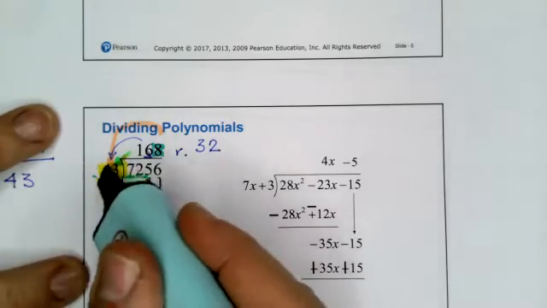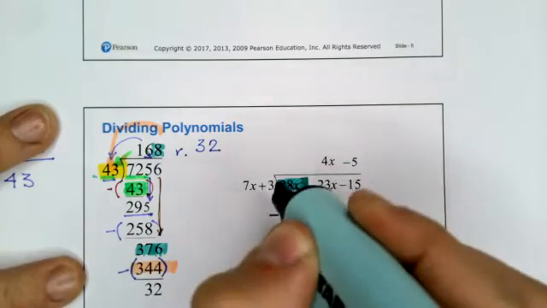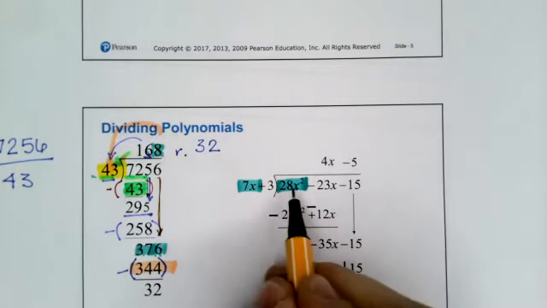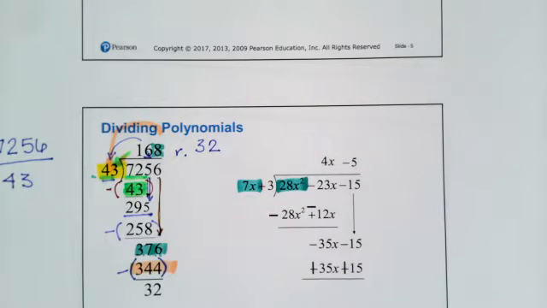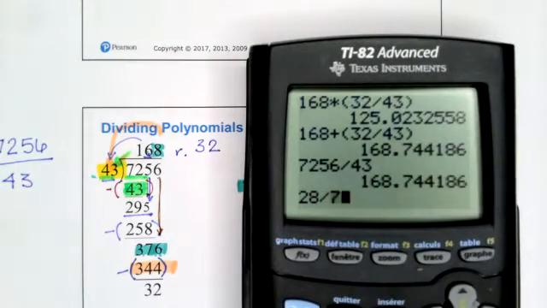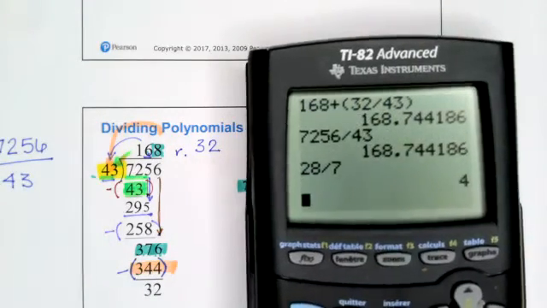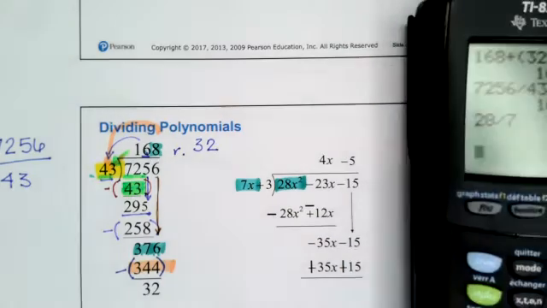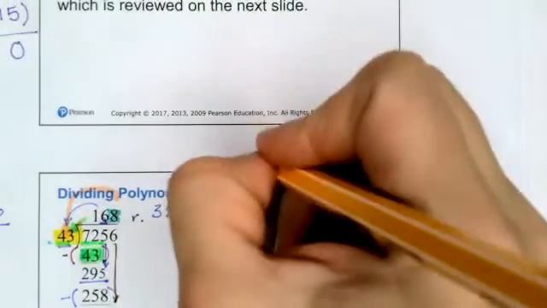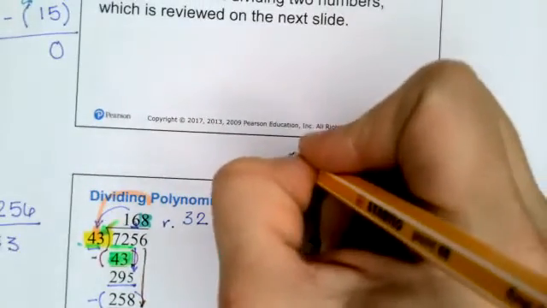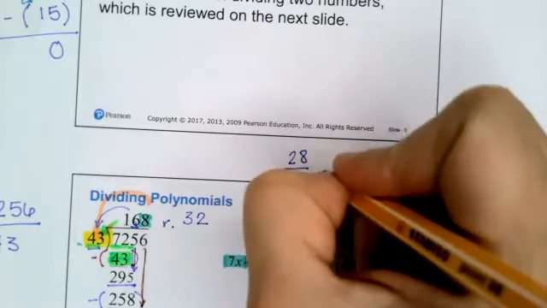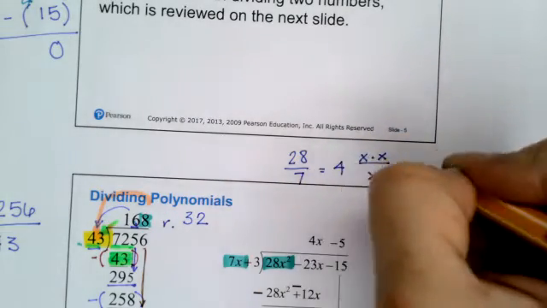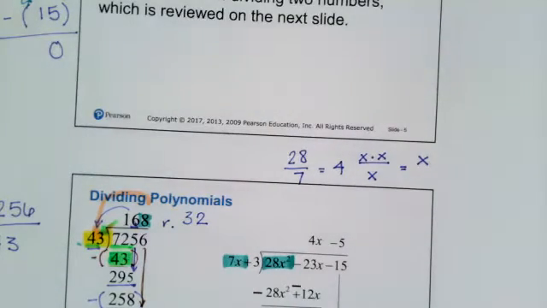So just like we were looking at 72 and 43, now we're going to look at 28x squared and 7x, okay? Just look at your first term. 28 and 7, you can just divide it. 28 divided by 7. Ooh, that's nice. It's a 4, right? X squared and x. So you can do it vertically if you want. So we have 28 over 7 becomes 4. And we have x squared over x, which becomes x, right? So that's kind of nice.